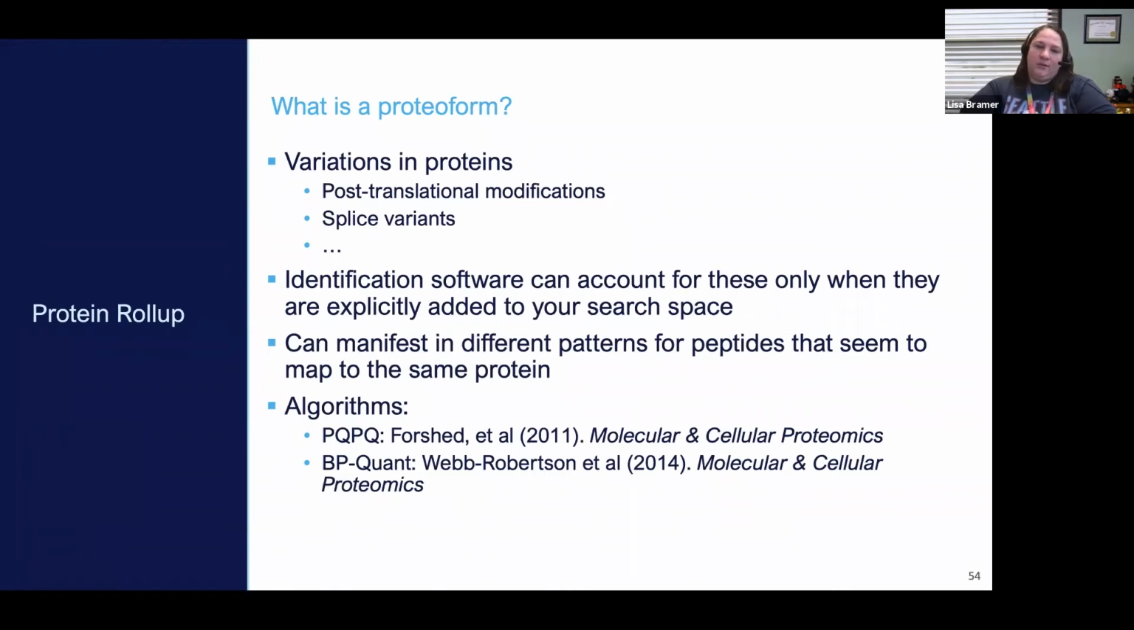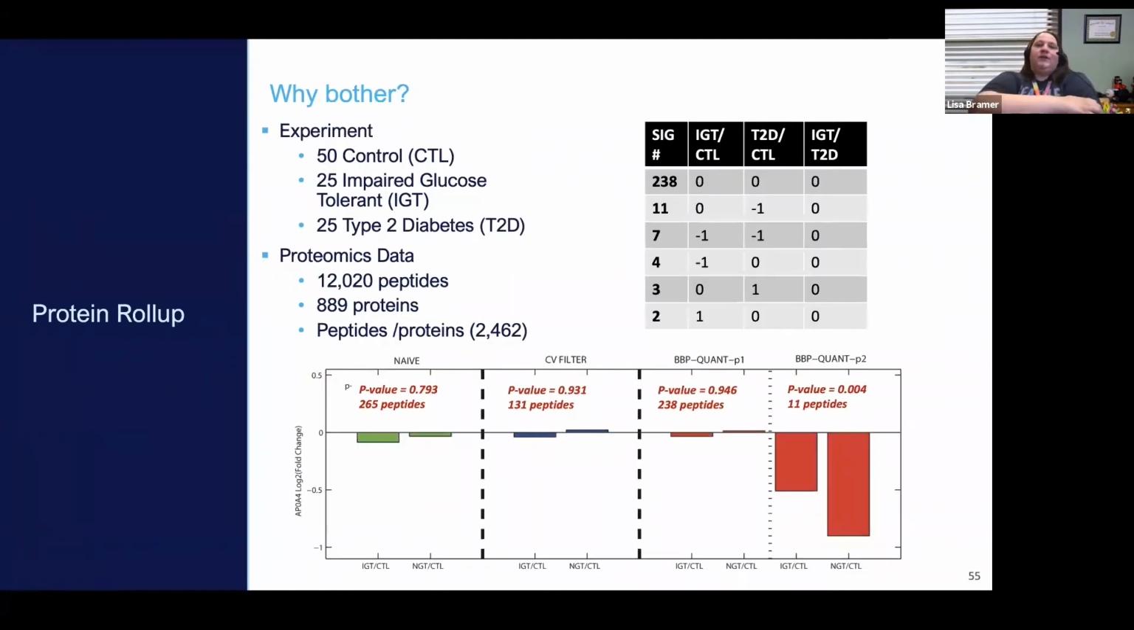And the way that that algorithm works, well, first, let's talk about why we even bother looking for these proteoforms. So here I have an example data set where we had 50 control subjects, 25 subjects who were impaired glucose tolerant, and 25 subjects with type 2 diabetes. And we have proteomics data where we have about 12,000 peptides mapping to around 900 proteins. So that's about 2,500 peptides per protein.